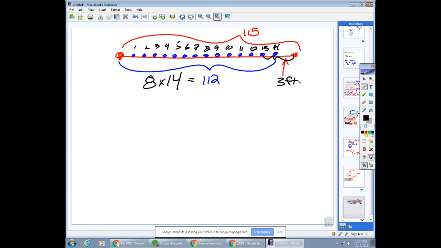Why? Because I already have corner posts in place. If I didn't have the corner posts in place, then like Emily said, I'd have to round up to get one more post to the corner. But we already have the corner posts.